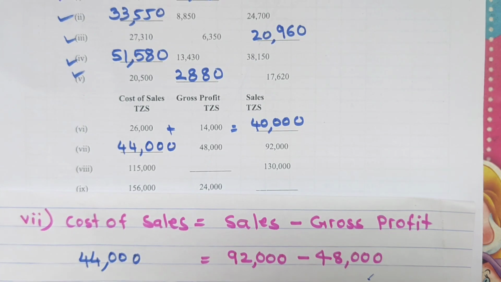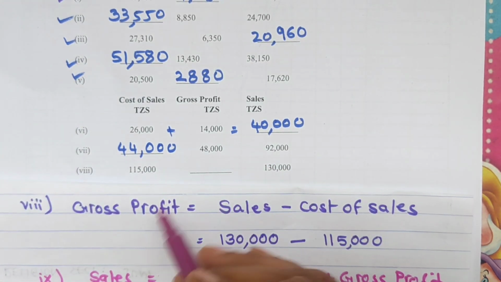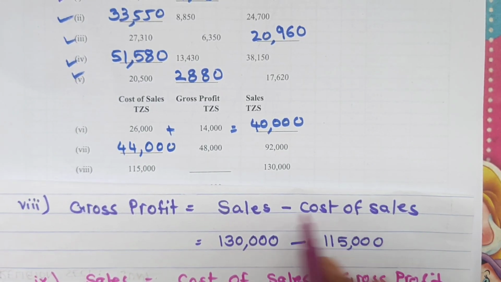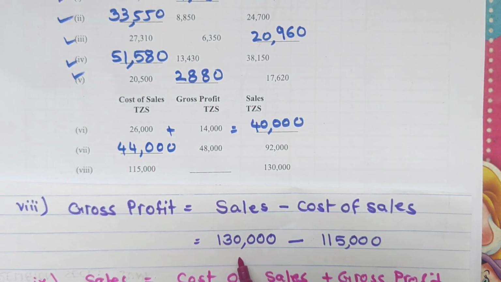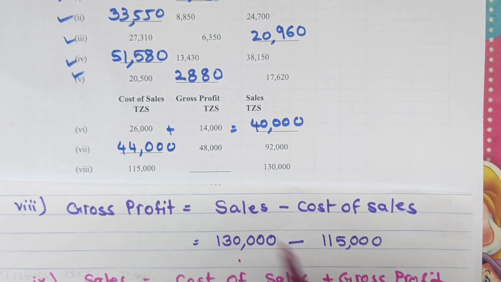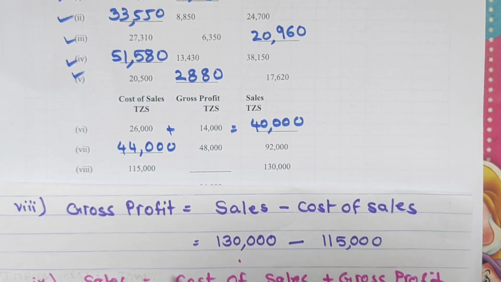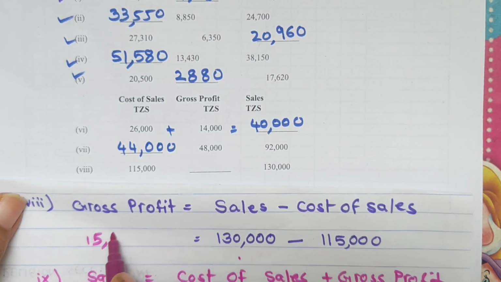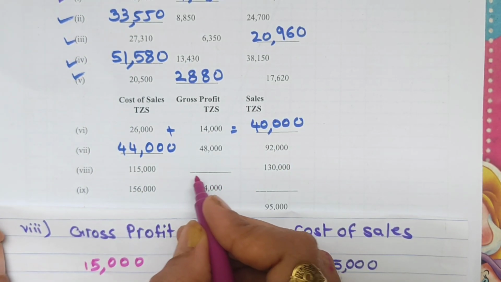Next one, now here gross profit is missing. So gross profit equal to sales minus cost of sales. So here sales is 130,000, cost of sales is 115,000. So when we deduct this amount, we get gross profit 15,000. So write this amount in the space provided.